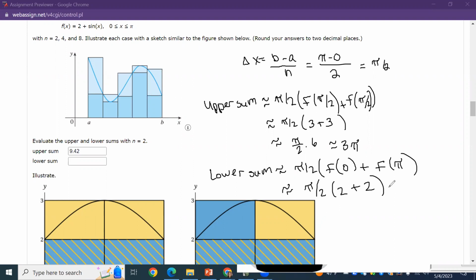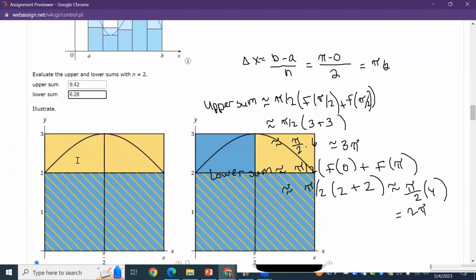So similar to what we did for the upper endpoints, we can do that same thing. So we'll say pi over 2 times 4, which just comes out to be about 2 pi, right? And again, they just want the decimal. So that would be 6.28. All right, so I hope that kind of makes sense.